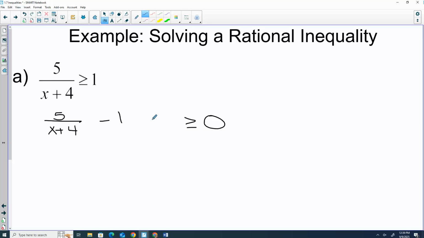Now I need to combine these things into a single fraction. If you're trying to turn them into one fraction, what do they have to have? Common denominator. 1 is just like 1 over 1. So if I'm going to get the common denominator, I would have to multiply it by x plus 4 on top and bottom. That's legal because I'm not doing each side of the inequality. So I have 5 over x plus 4 minus x plus 4 for x plus 4.